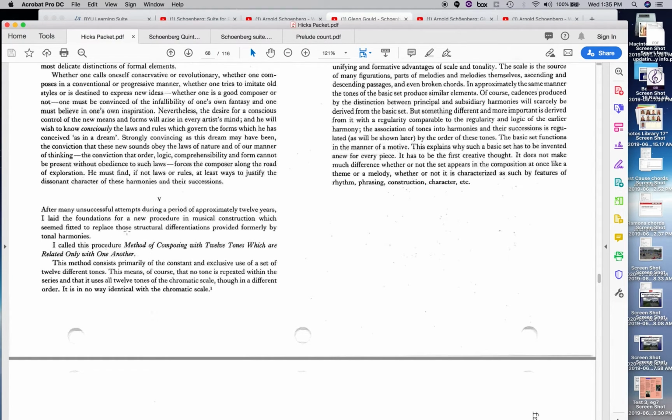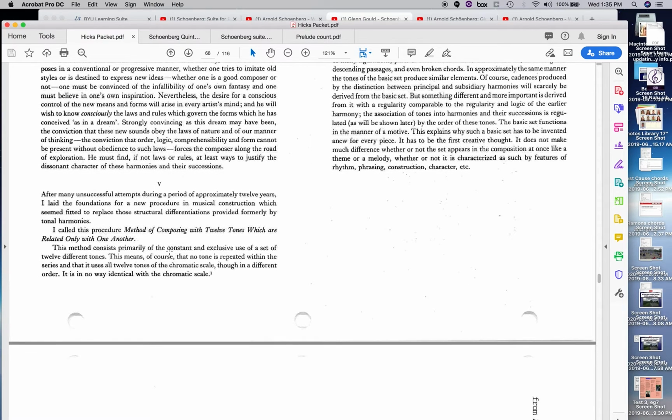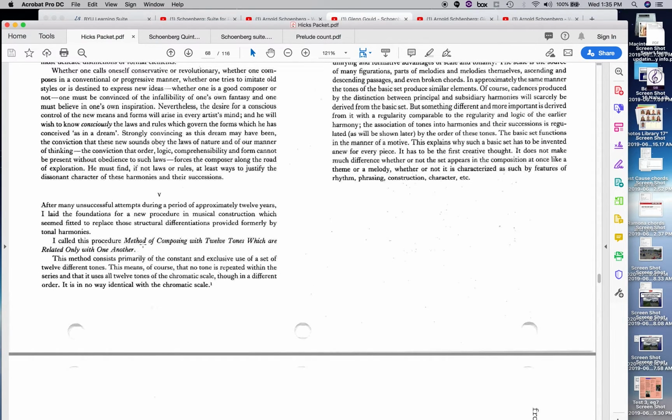Well, he's saying, oh, here it is. It took me 12 years, but I created, here it is. Method of composing with 12 tones which are related only with one another. That's one of the longest titles for a method I've ever heard of. But what does that mean?